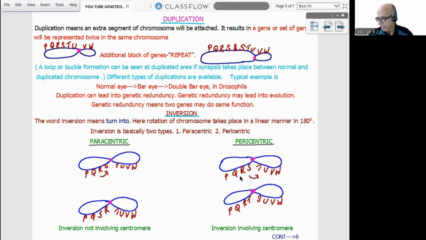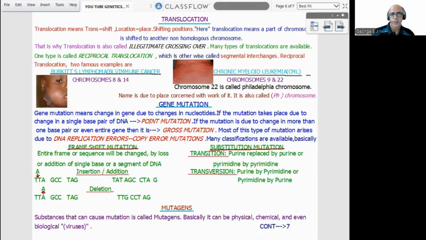But here, PQRS, TUVW becomes PQRT, S is here. So the centromere is inside the inverted segment, with breaks on both sides. So it is called pericentric, inversion involving the centromere. Paracentric and pericentric, important ones for the exam. I think the idea is clear. We can proceed to the next page. Next is the last one. This is the last one.